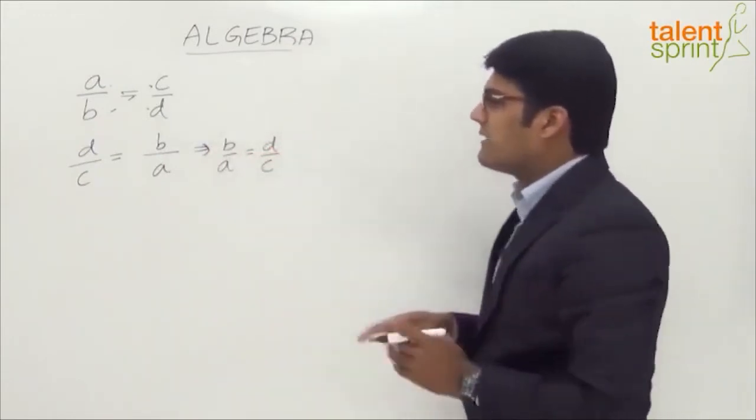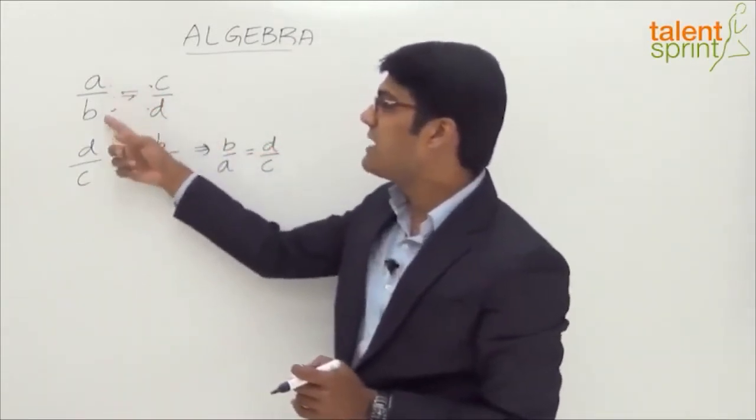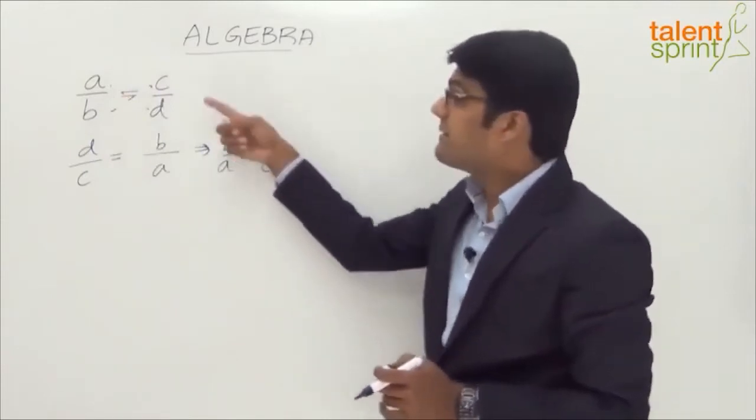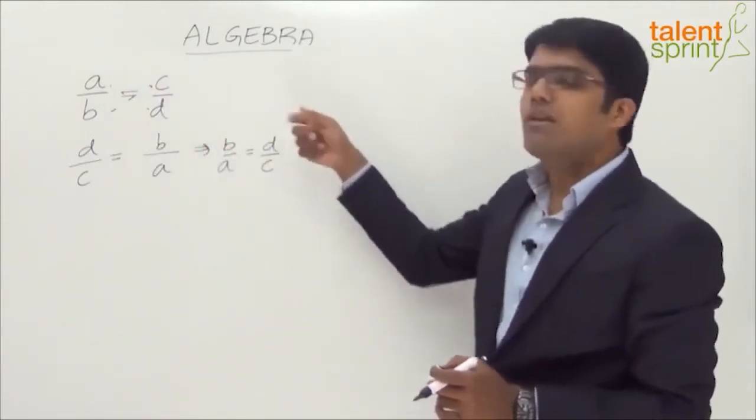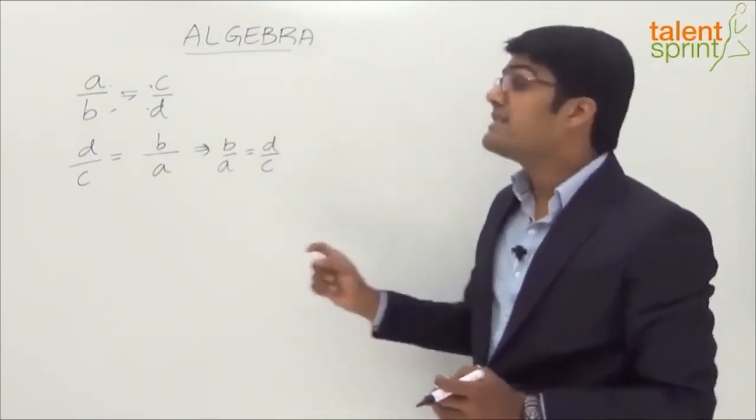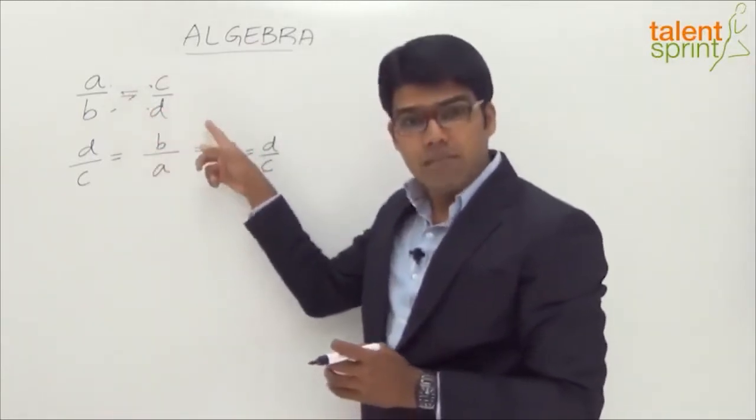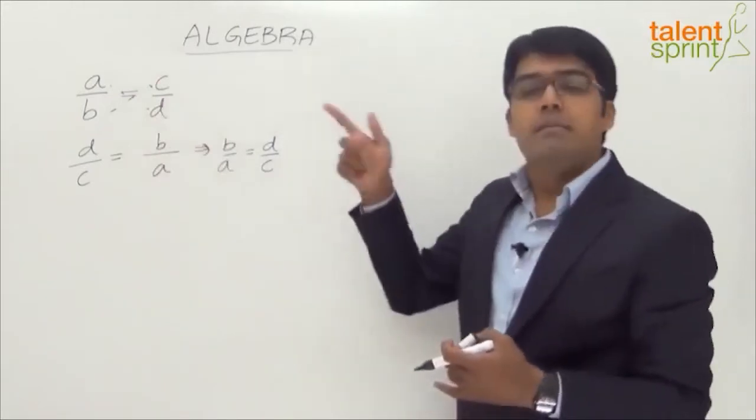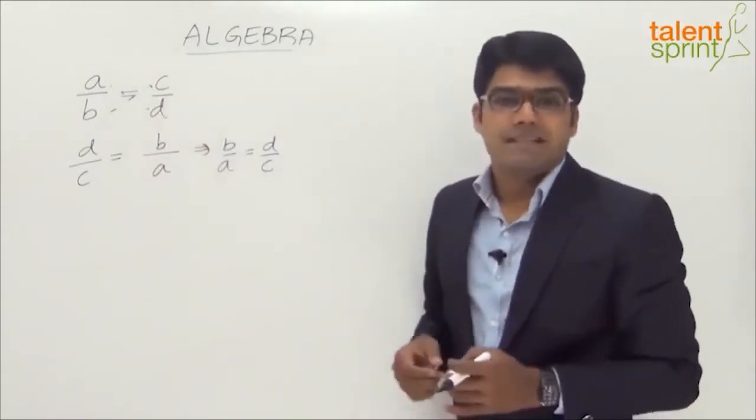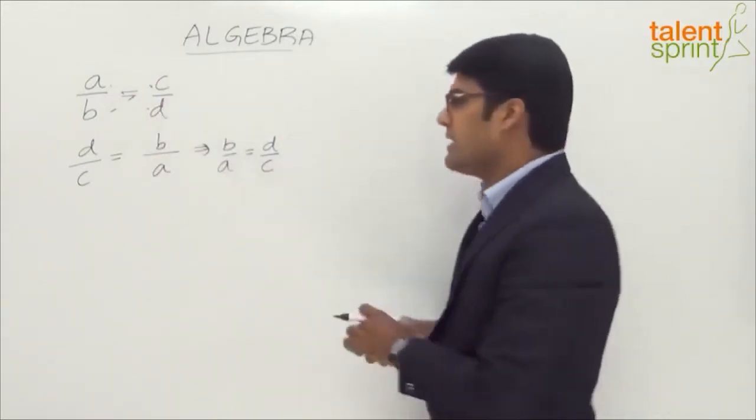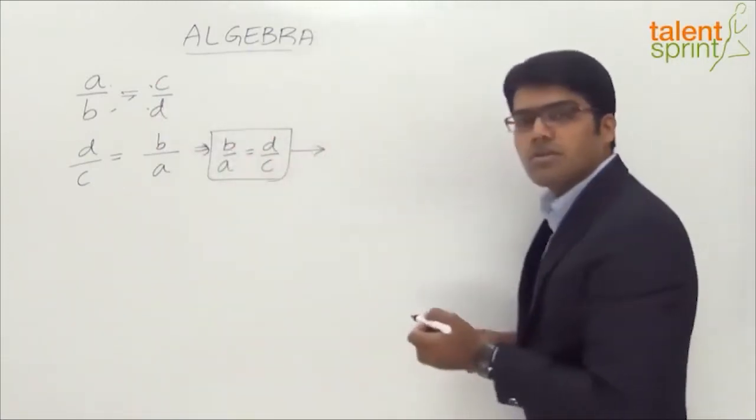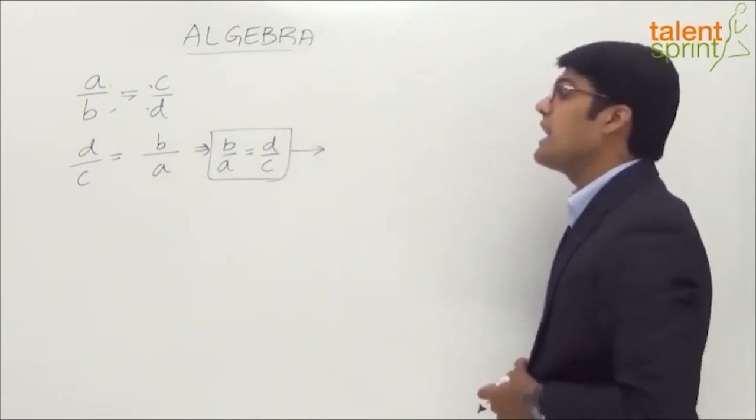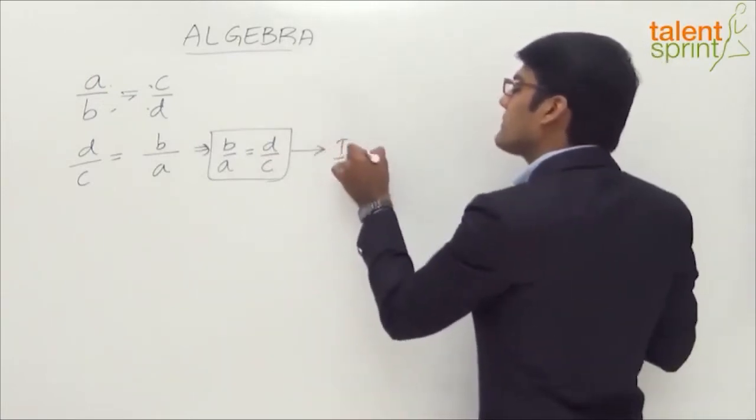Now what does it look like? The fraction A by B has become B by A and the fraction C by D has become D by C. So basically it is the reciprocal of the individual fractions, which means if A by B is equal to C by D, then we can say that B by A will be equal to D by C. This is what we have got here, B by A equals D by C. And this operation or this relationship is known as invertendo.